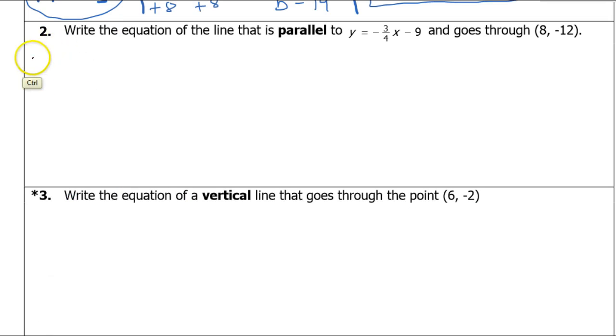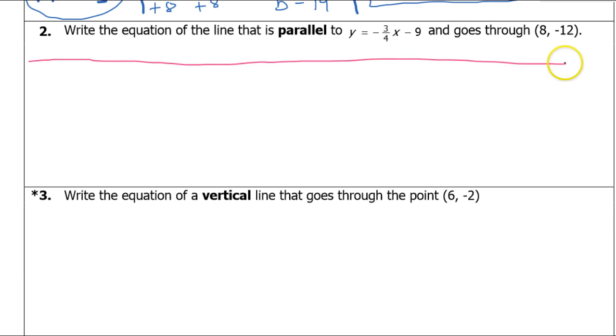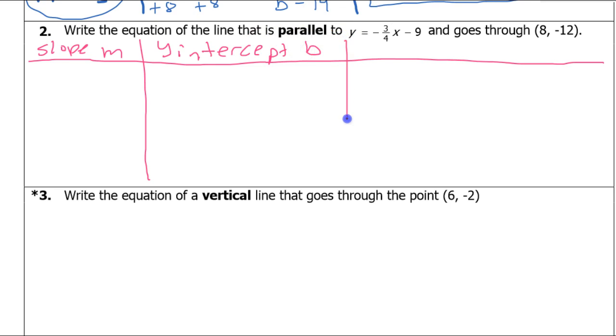All right, I'm going to do the same thing for problem number 2. I'm going to make this chart. So first I will find slope m, and then I will do the y-intercept b, and then I will write the equation. My equation always goes y is equal to something x plus something.